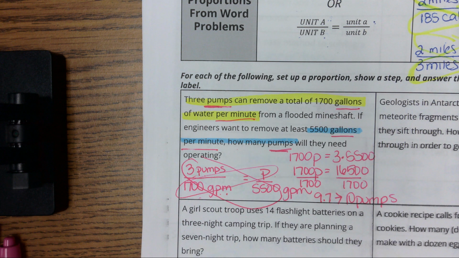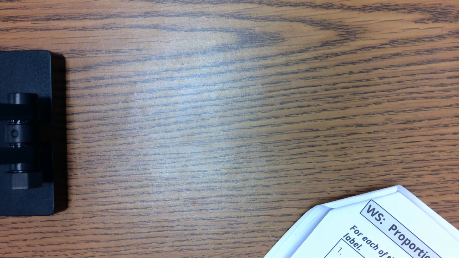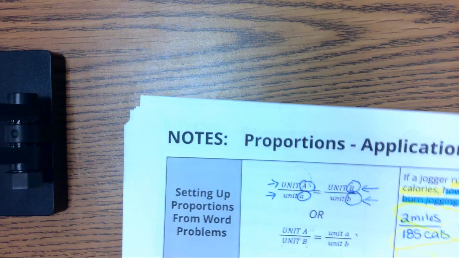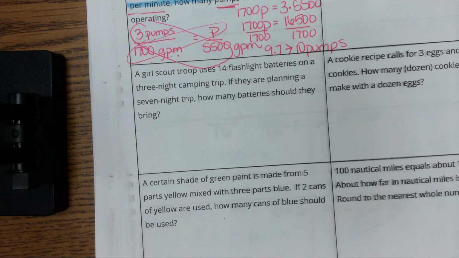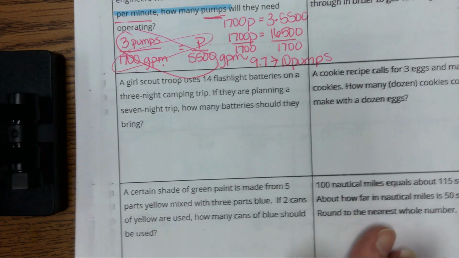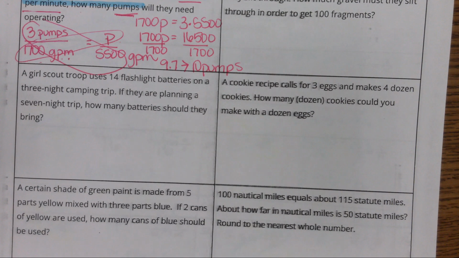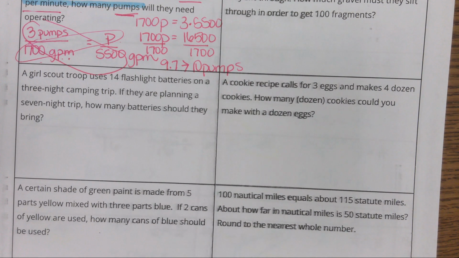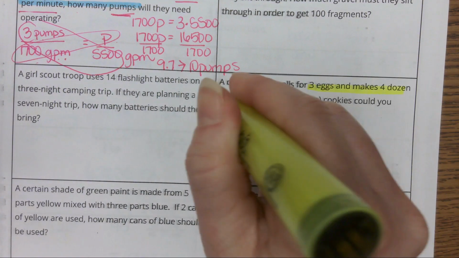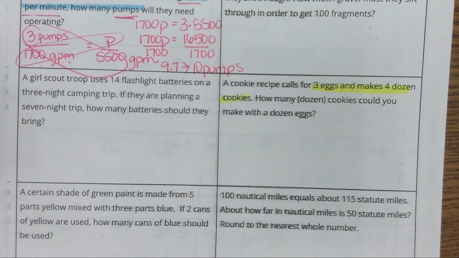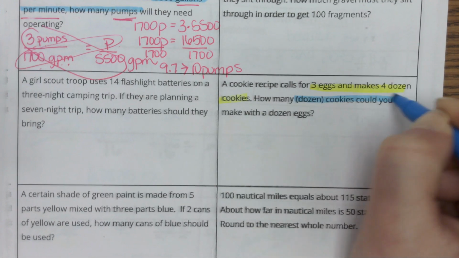Okay, let's do a couple more, looking at what kinds of things I ask you to do. Let's look at the recipe question. A cookie recipe calls for 3 eggs and makes 4 dozen cookies. So 3 eggs goes with the 4 dozen cookies. How many, this is in dozens, cookies could you make with a dozen eggs?